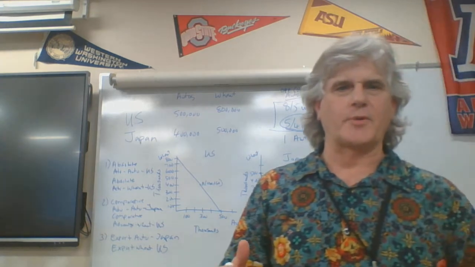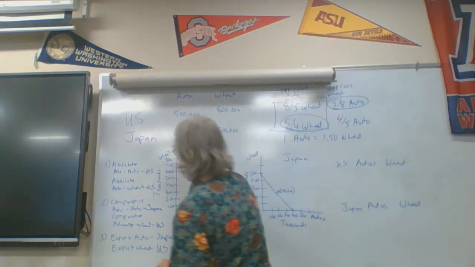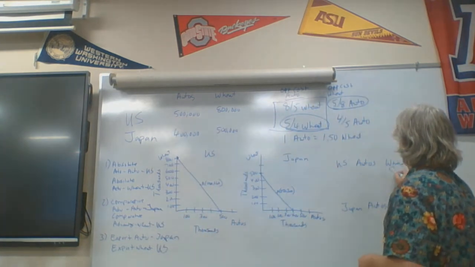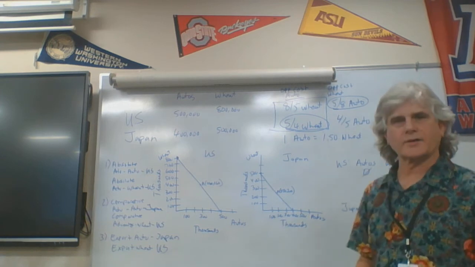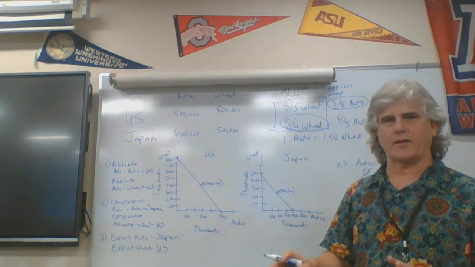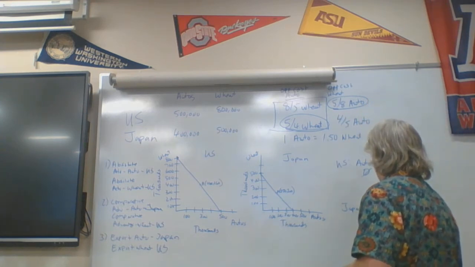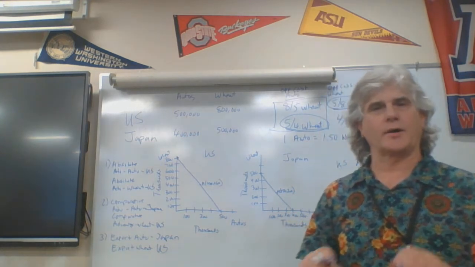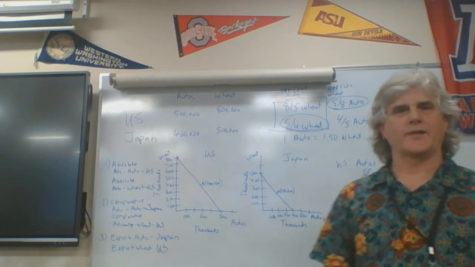So then we have to come up with a trade. We know that the United States is going to be making 800,000 wheat, and 0 autos. So they're not going to make any autos. They're going to make all wheat, 800,000. Japan is going to make 400,000 autos and 0 wheat. And then they're going to trade.